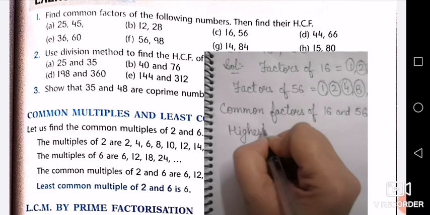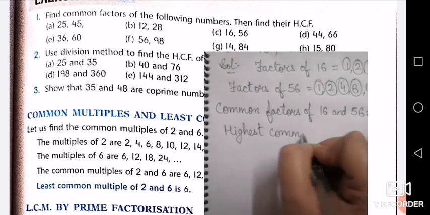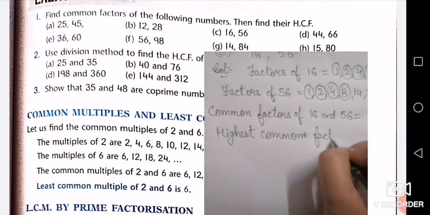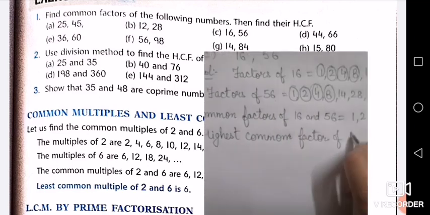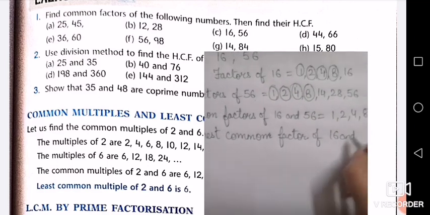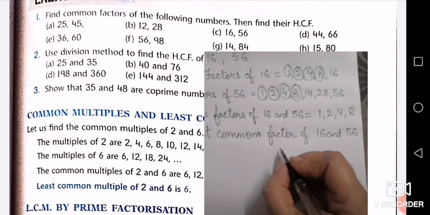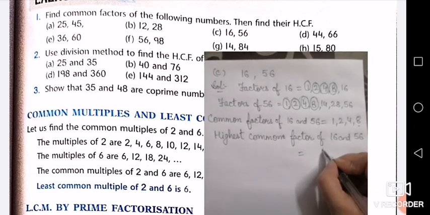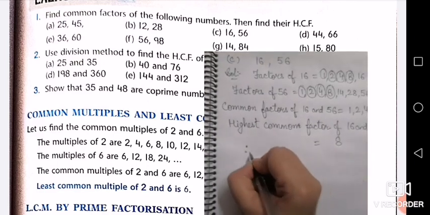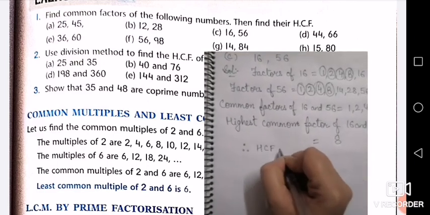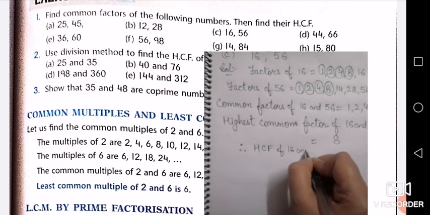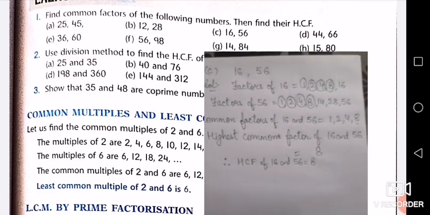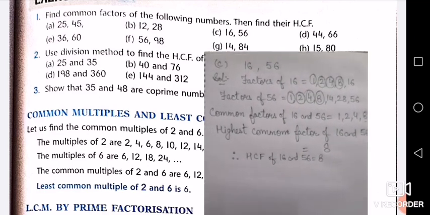Now highest common factor of 16 and 56. What is the highest common factor of 16 and 56? That is 8, which will become your HCF of 16 and 56, which is equal to 8. Fine. I hope this question is clear to you all.